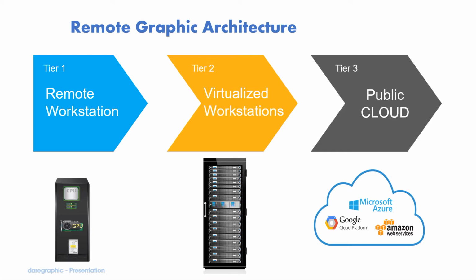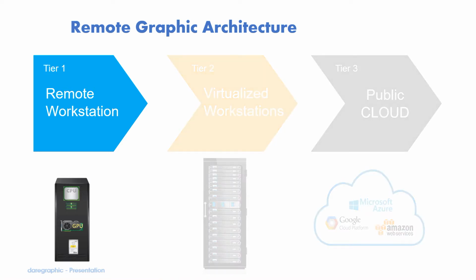Third and foremost, it is possible today to have highly intensive applications running in a public cloud hosted by the main 3 public cloud vendors, which are Microsoft, Amazon, and Google. And we'll have an example in our demo about that. So let's focus on the first one. Let's talk about the tier 1 remote workstation first.